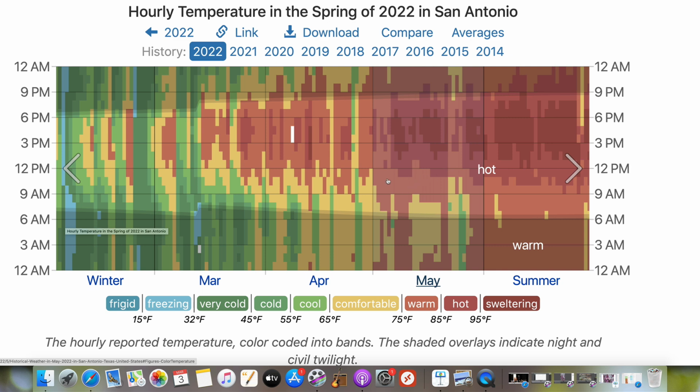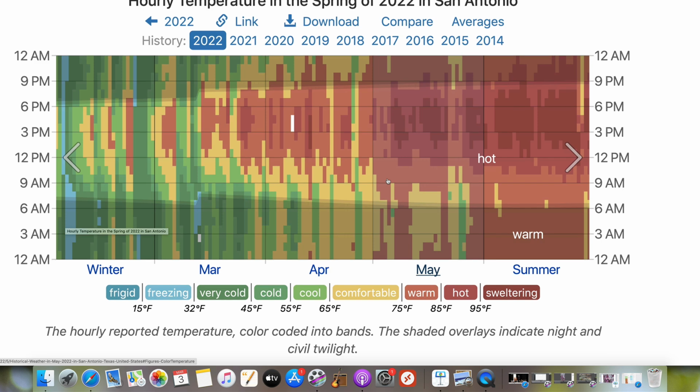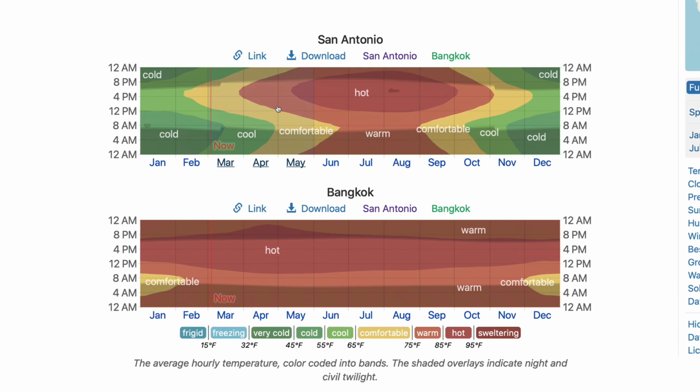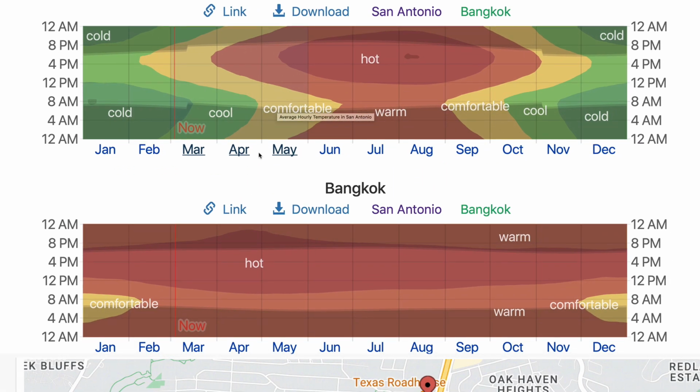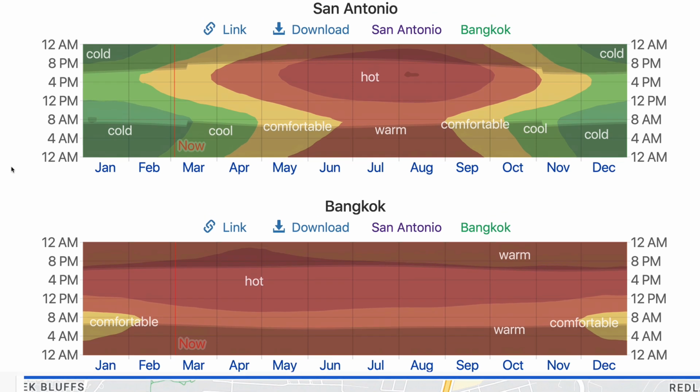So this is a pretty cool website just to compare your average temperatures from year to year, going back. It's crazy. Compare San Antonio to Bangkok. How would you like to live in Bangkok? Bangkok was like our worst summer, but it's like that all year round. Isn't that crazy? Look at Bangkok. Super hot all the time. This is why they get all these exotic species of plants and animals that live over there.